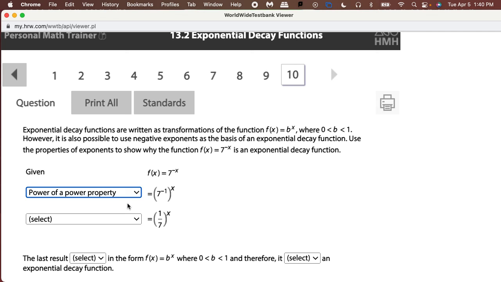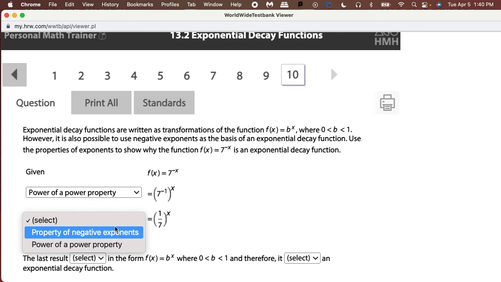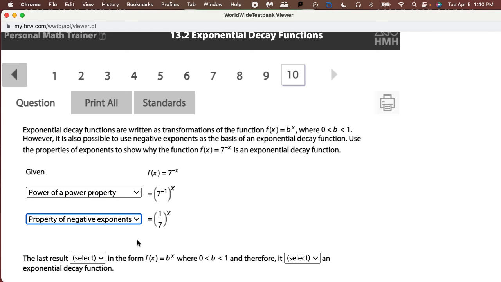So just because a negative x can equal a negative 1 times x and back and forth. If I multiply negative 1 times x, I get a negative x. So that's that proof. What tells me I can change 7 to the negative 1 to 1/7? That's the definition of a negative exponent. So since the last result is exponential decay, the beginning result is an exponential decay.